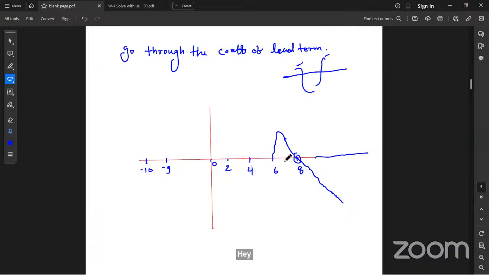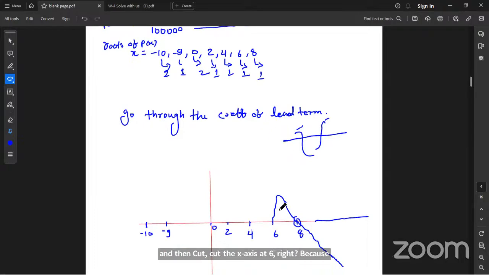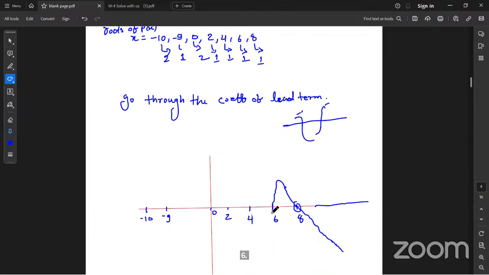At any point between the 6 and 8, we know that there will be some point where the polynomial will take a U-turn and then cut the x-axis at 6, right? Because 6 is a root of that particular polynomial. Now just see what is the multiplicity of 6. It is 1, odd. So it will not go like this only. It will go linear.